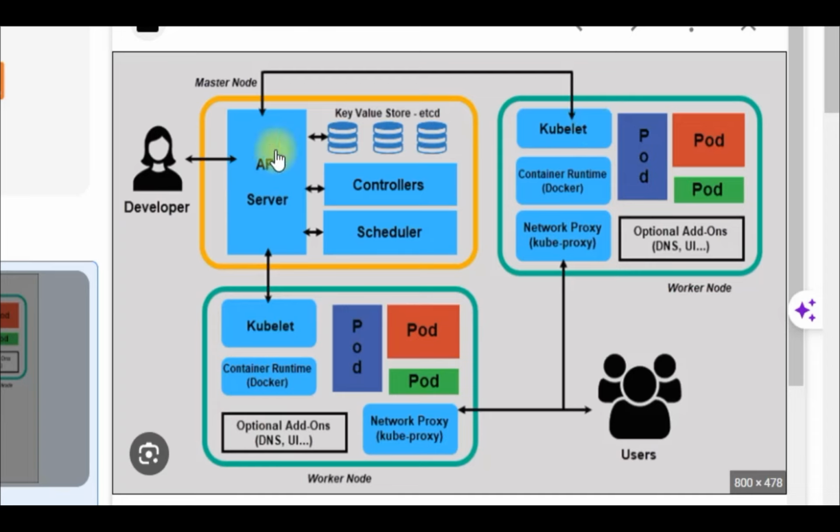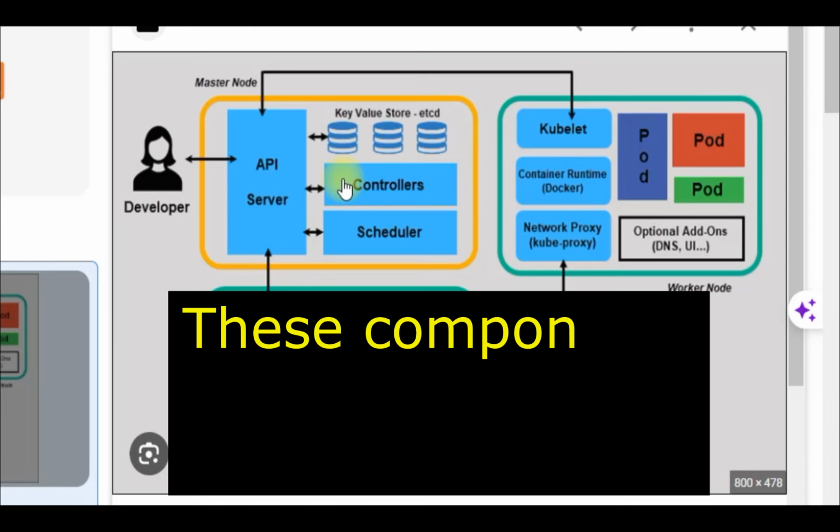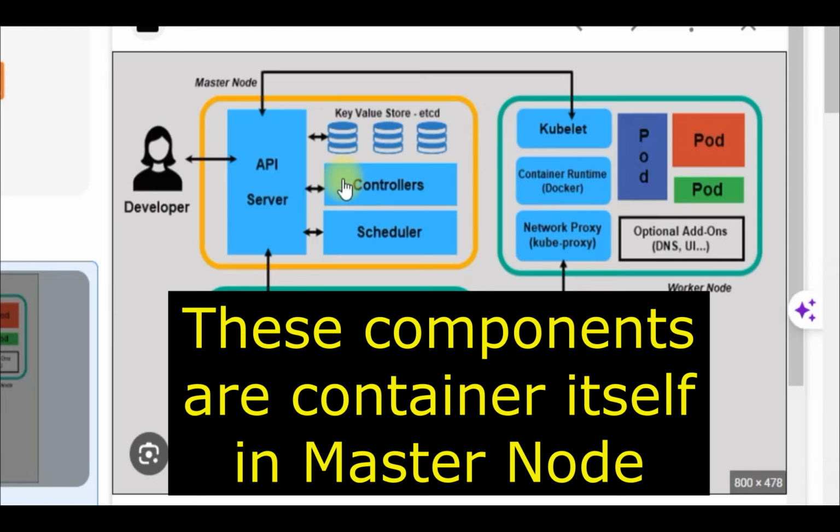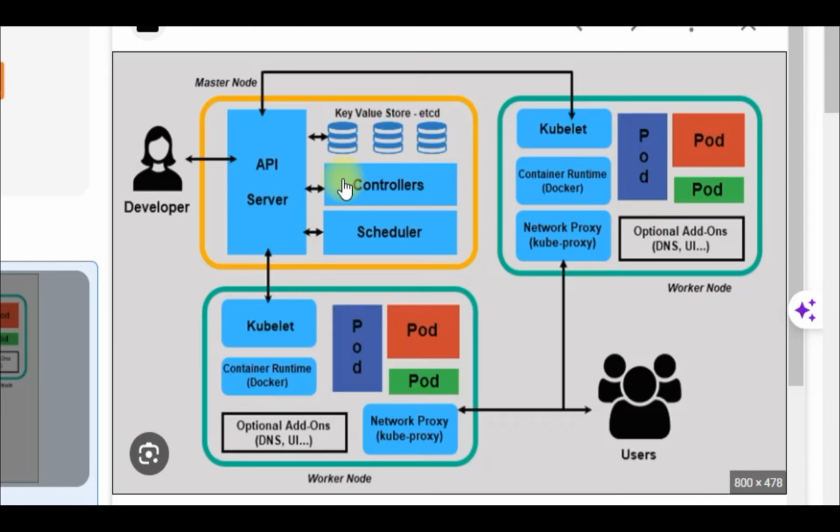And the components you are seeing on your master node, again, each is a container inside the master node. So how will it be? It will not be a different type of component. It's a container inside your master node.